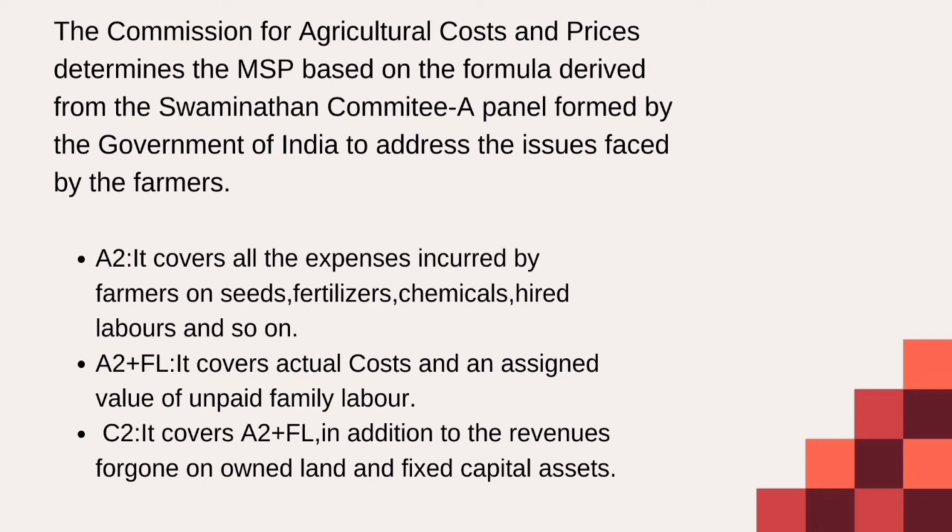A2. It covers all the expenses incurred by farmers on seeds, fertilizers, chemicals, hired labor, and so on. A2 plus FL. It covers actual costs and an assigned value of unpaid family labor. C2. It covers A2 plus FL in addition to the revenues foregone on owned land and fixed capital assets.